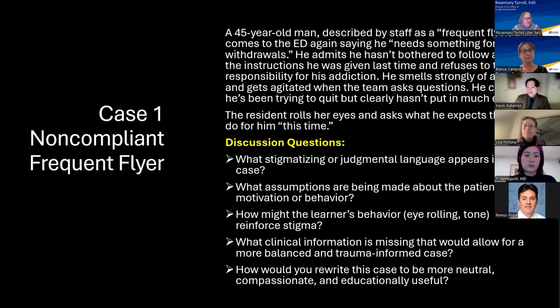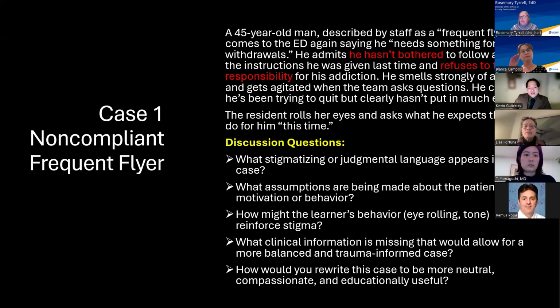Now, these are a couple of phrases that jumped out at me. That he hasn't bothered to follow any of the instructions. If that isn't stigmatizing and blaming, I don't know what is. And the other one that jumped right out at me is this one: he refuses to take responsibility for his action or his addiction.